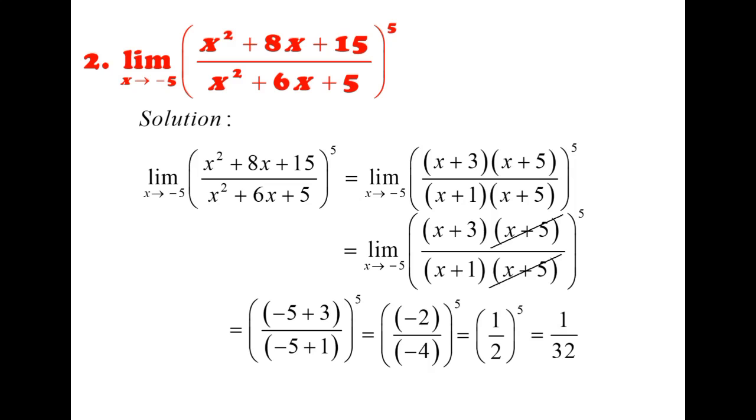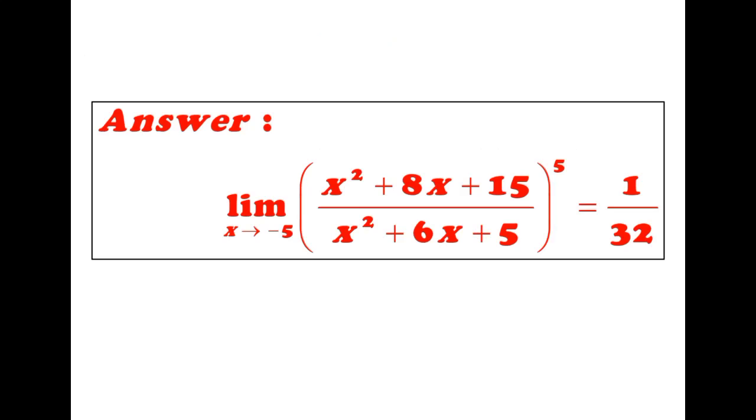So we could now say that the answer to the given problem number 2, the limit of x squared plus 8x plus 15 all over x squared plus 6x plus 5, quantity raised to 5, as x approaches negative 5, is equal to 1 over 32. So let's proceed now to problem number 3.